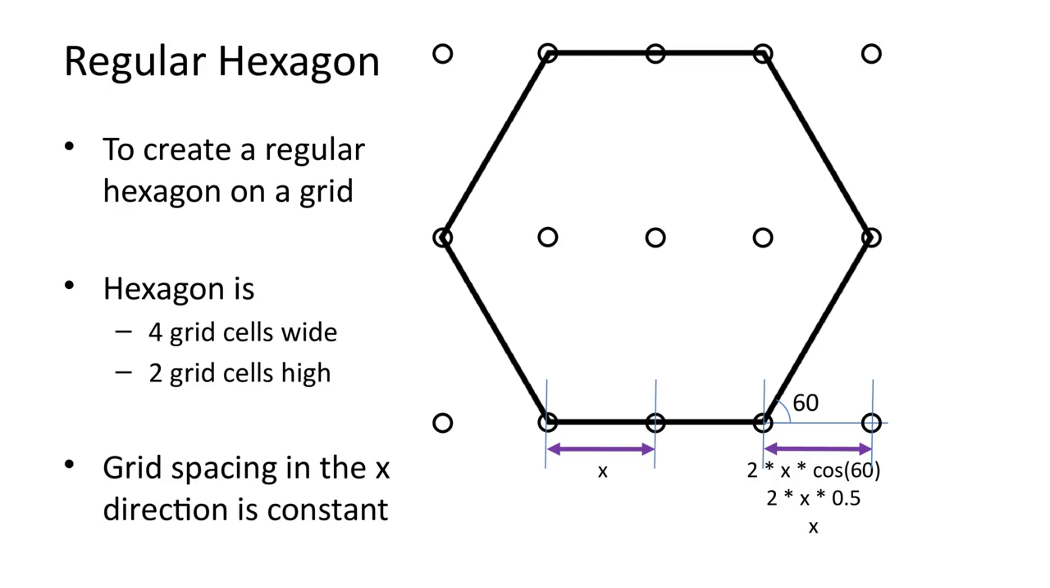We will assume that we are creating regular horizontal hexagons. For the regular hexagon grid, the hexagons need to be 4 grids wide and 2 grids high. In the diagram, we are calculating the horizontal spacing of the grid cells. We define the length of each hexagon edge to be 2 times x. Using trigonometry, we can calculate the horizontal spacing between grid positions. The horizontal spacing will be 2 times x times cos 60. This simplifies to x. So this means that in the horizontal direction, the grid positions can all be spaced by the same distance.